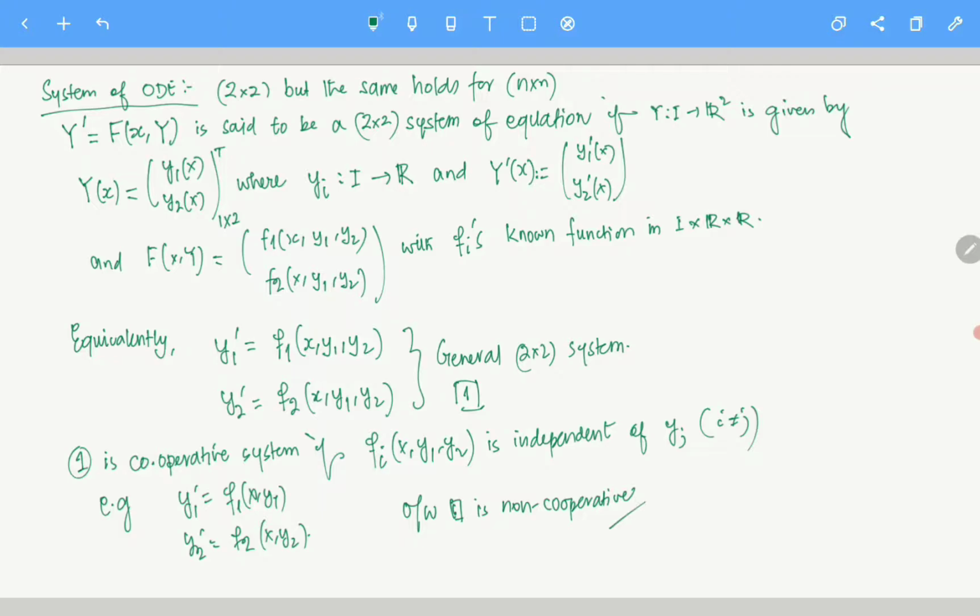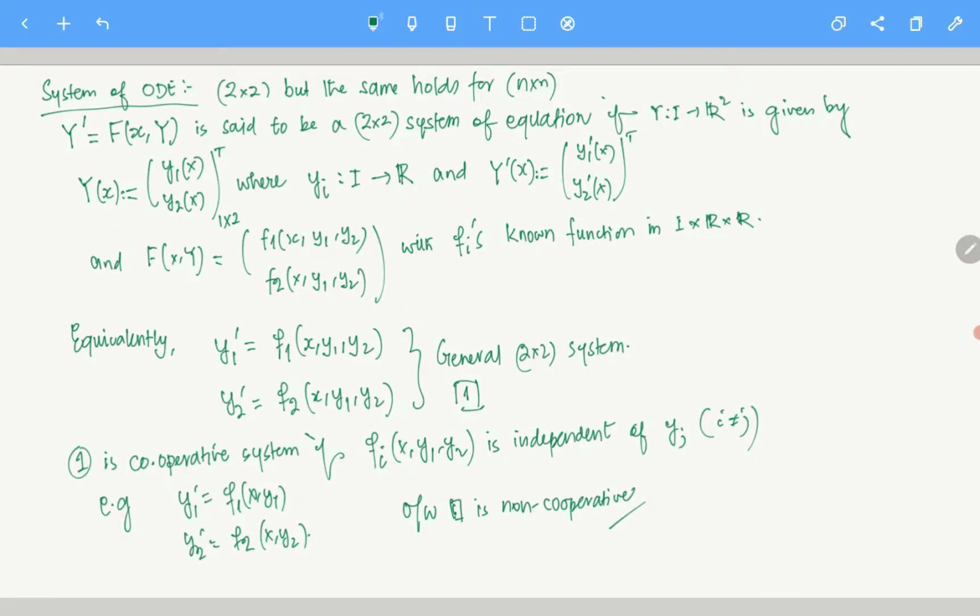Now, we understood what a system is. It's actually a bunch of two ODEs put together in a way that they may or may not involve each other's variables. Generally it will involve them, otherwise it's just a bunch of two ODEs put together. Clear? Y of x I am defining like this, and y prime of x is y1 prime, y2 prime.